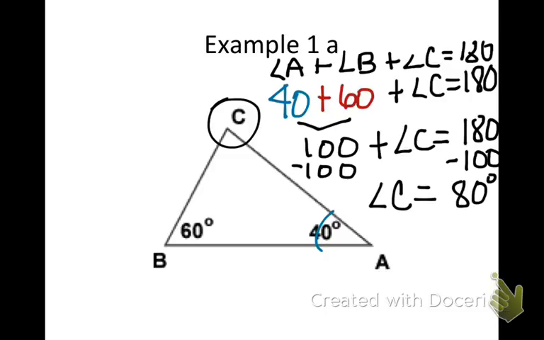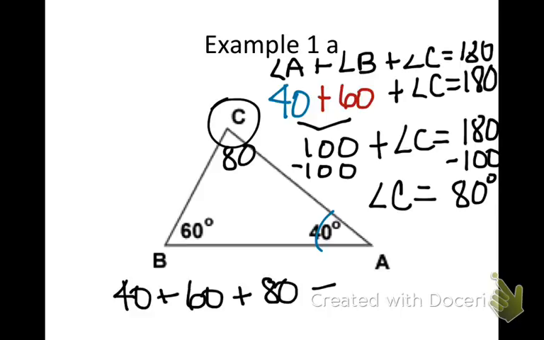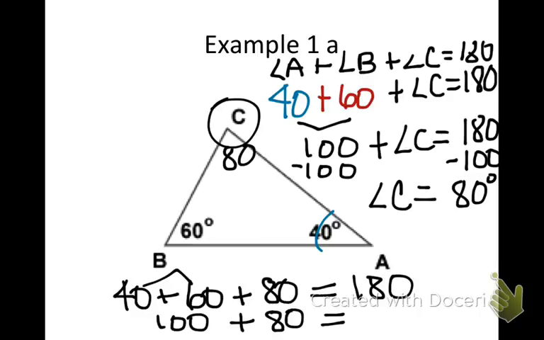I'm going to check my answer. So I know that angle A is 40, plus angle B is 60, plus angle C is 80. And those must equal 180 degrees. I can combine 40 and 60 first. It's 100 plus 80 does indeed equal 180 degrees. Okay, so I think we're going to do another example.